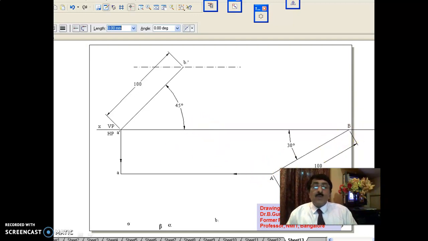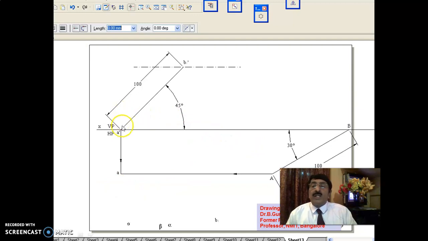Once you know why this construction has been done, I'll repeat. This construction has been done only to fix the point A. Once you get A, if you draw a line at 30 degrees to VP and cut 100, automatically it will cut on the locus. It won't cut anywhere else, because you are repeating the same thing here.